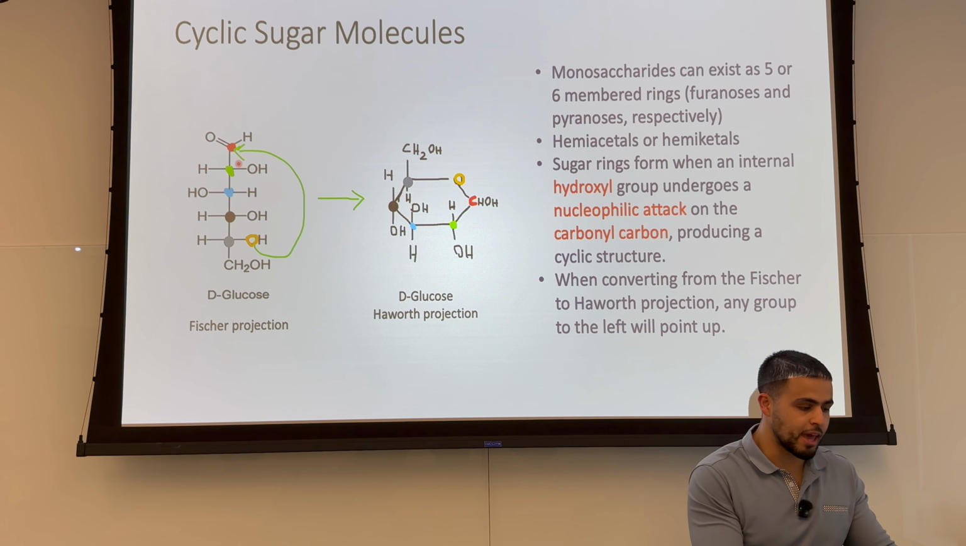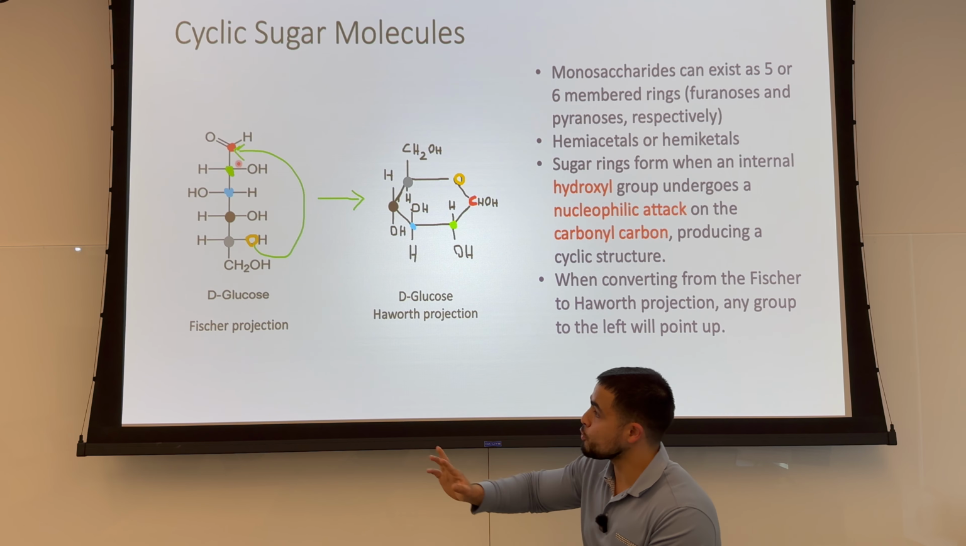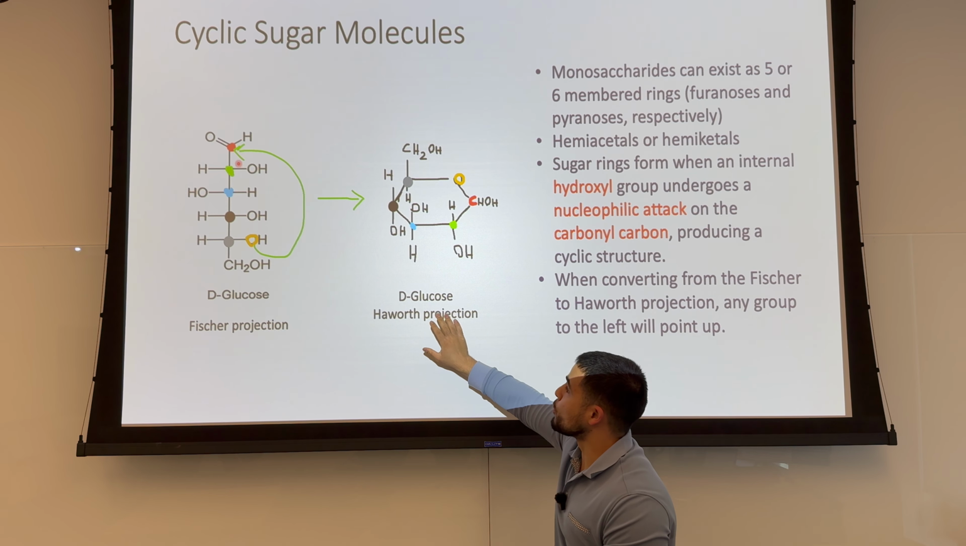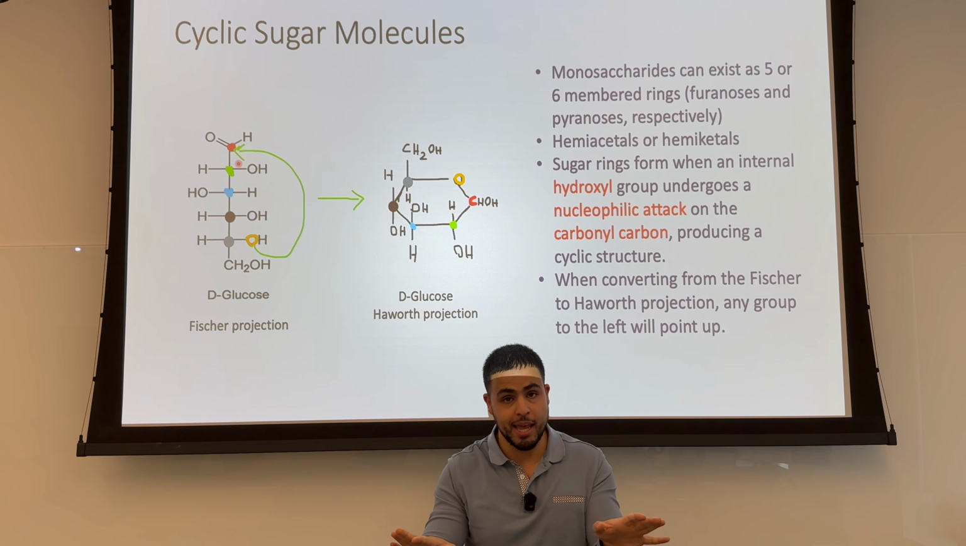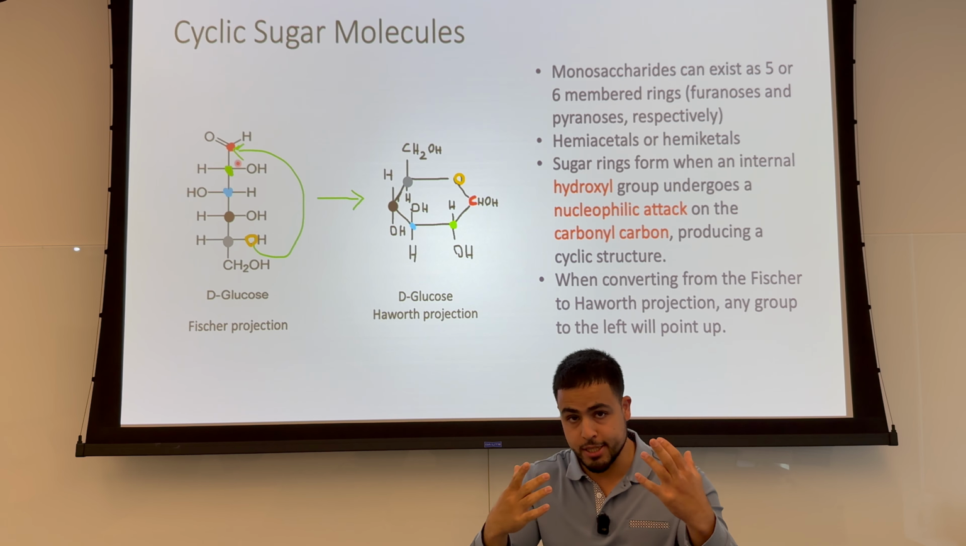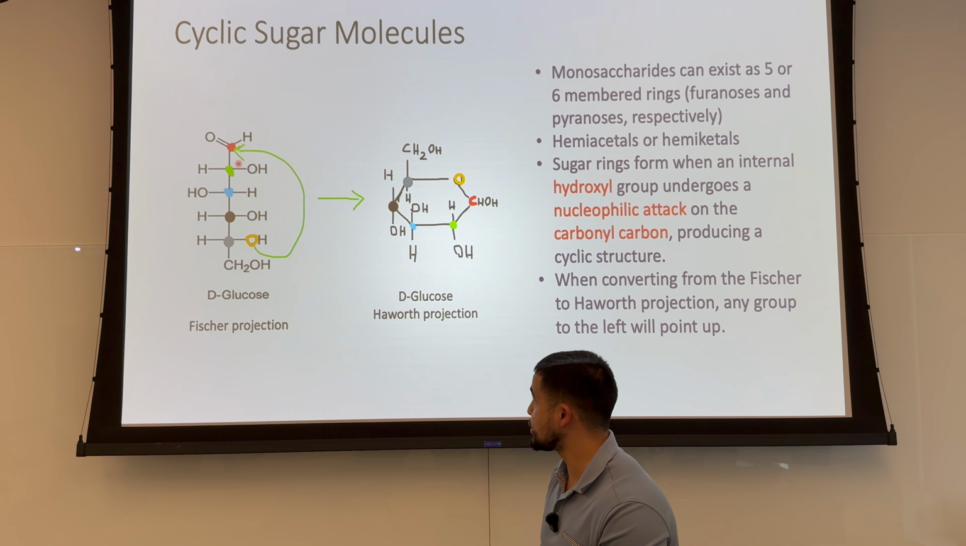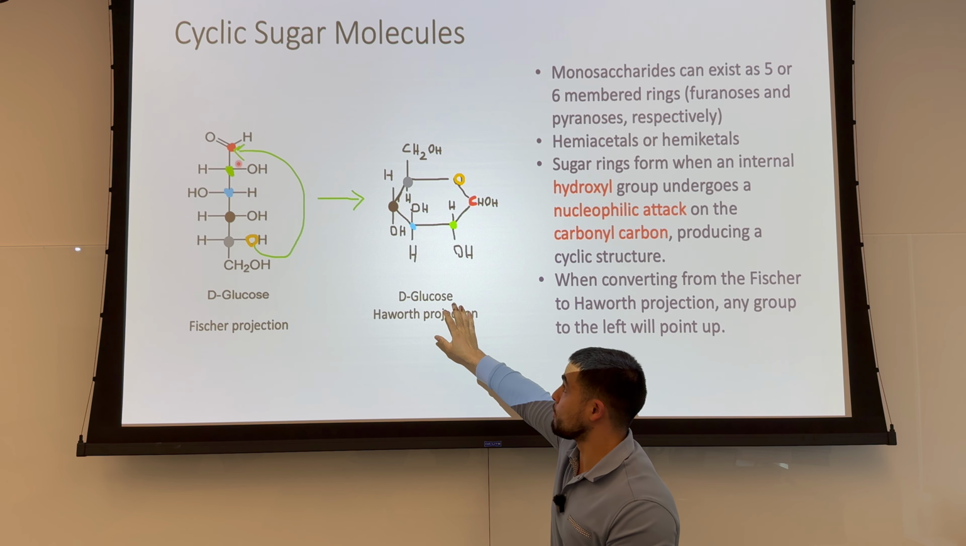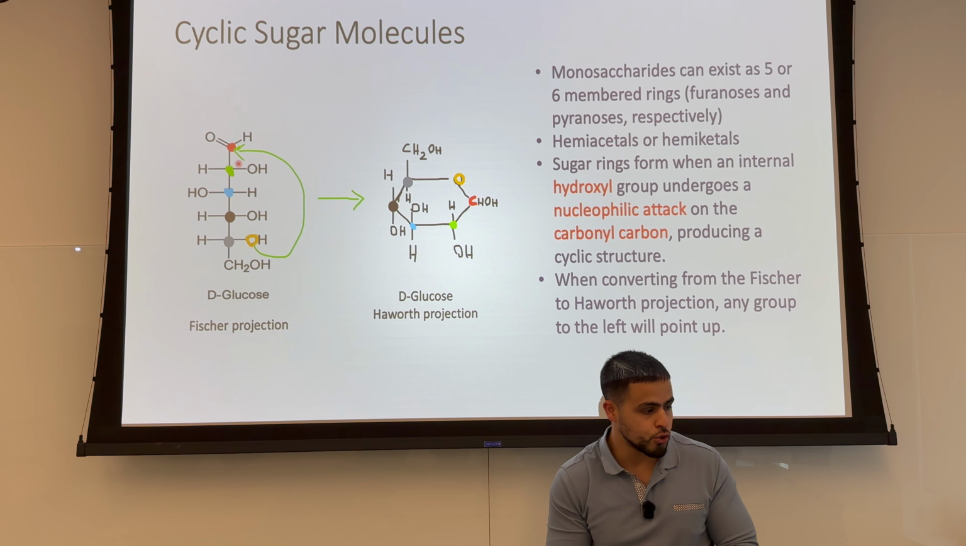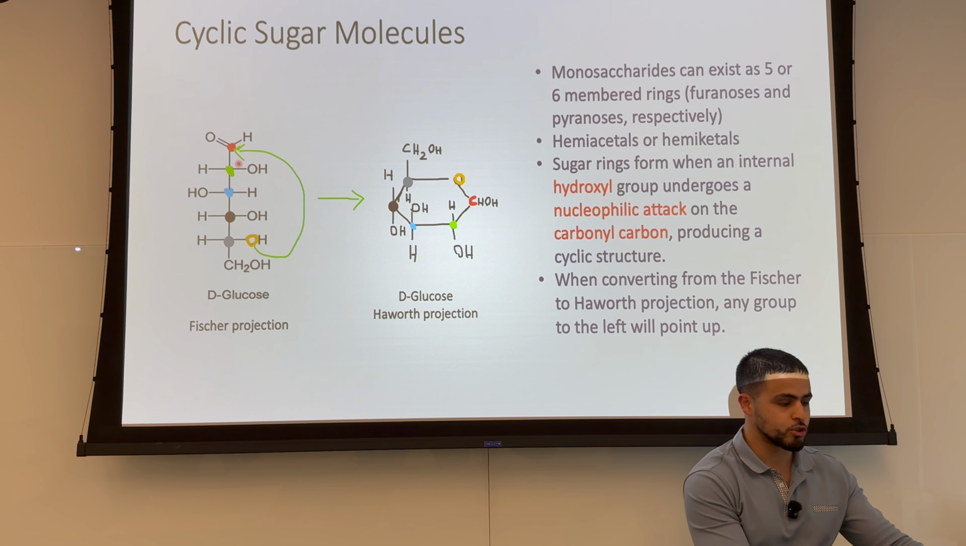Now, it's important to be able to convert between the Fischer projection and the Haworth projection, because sometimes they'll directly ask you, like they'll show you a Fischer projection and tell you to choose the correct Haworth projection, and the 4 options of Haworth projections will look very similar. So you need to really understand how to draw this out.